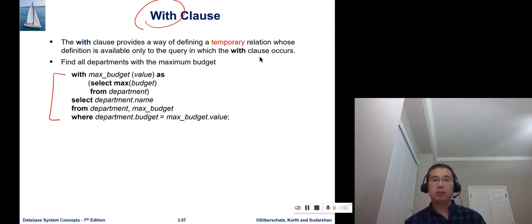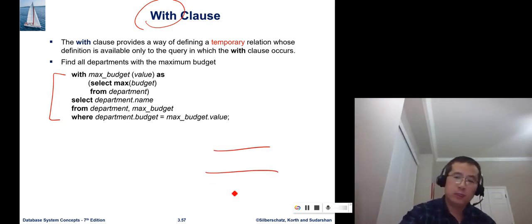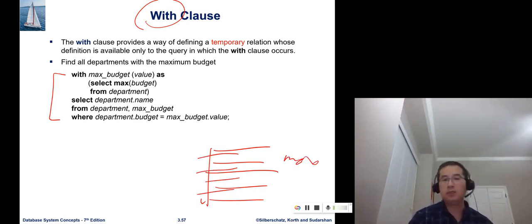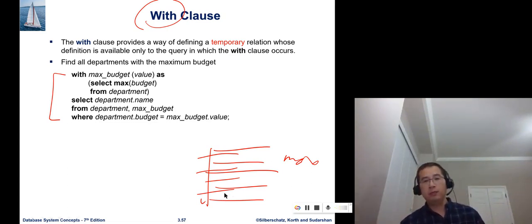For example, let's do this one. Find all departments with the maximum budget. So we first need to find the maximum budget. Which one is the maximum? And the next query is to compare, where is the maximum? Because you need to first find the maximum, and then you compare whether this department's budget is equal to that maximum. Maybe you have multiple departments. Okay? So this is the idea.